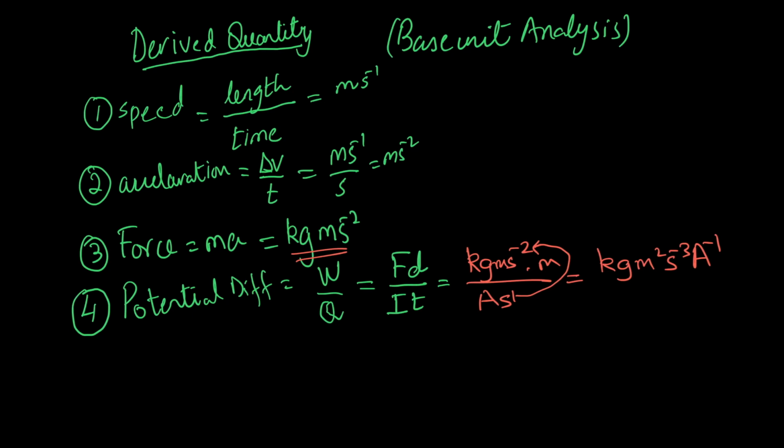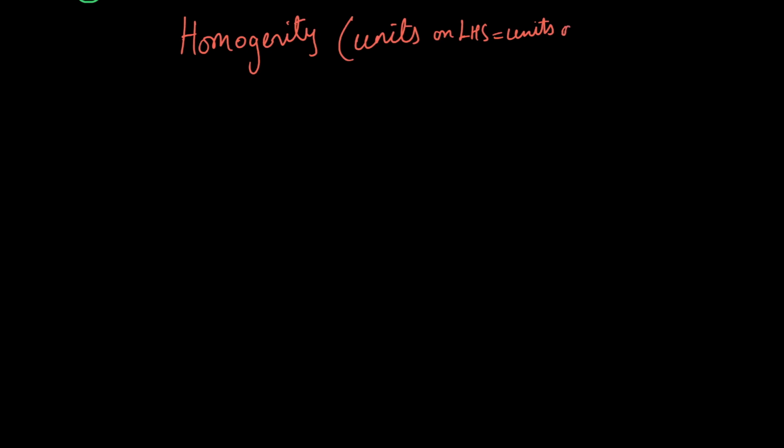Another topic that I want to hit with you today is the concept of homogeneity of an equation. So what is homogeneity? Homogeneity basically means that the units on the left hand side must be equal to the units on the right hand side. That is what we mean by homogeneity.